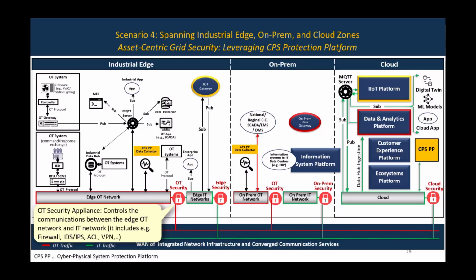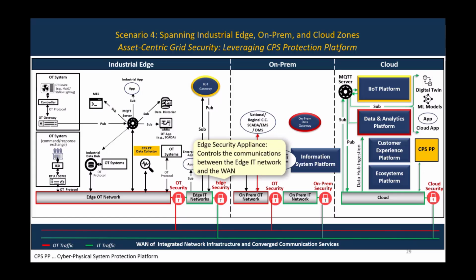In this architecture, we also have an operational technology security appliance that controls the communication between the edge operational technology network and the IT network, and it includes capabilities such as firewalls, intrusion detection and intrusion prevention sensors, access control lists, and the VPN. And here we also have the edge security appliance that controls the communication between the edge IT network and the wide area network.